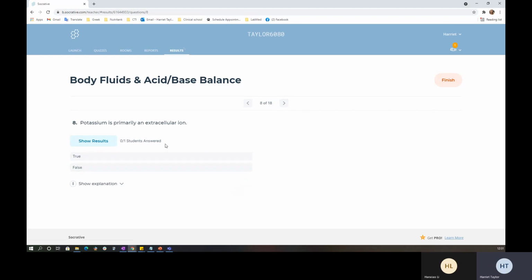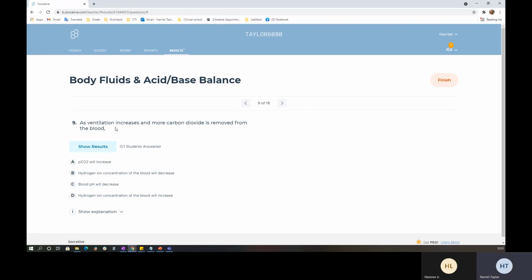Let's move on. So potassium is primarily an extracellular ion. True or false? Give me a few seconds. So it's false. Potassium is primarily an intracellular ion. So we've got 140 intracellularly, remember, because it slips through the wall, and 4 extracellularly. Okay, moving on.